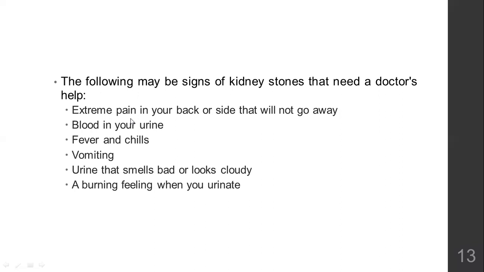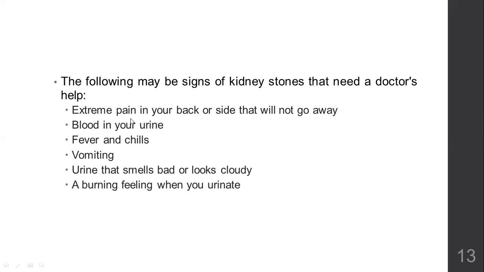Okay, and this pain is not going away. That could be a sign of kidney stone. Blood in urine, because if a stone has got stuck in your urinary tract or urethra, it can cause wear and tear in your urethra or ureters, and that could lead to bleeding, and that's how you will see blood in your urine.